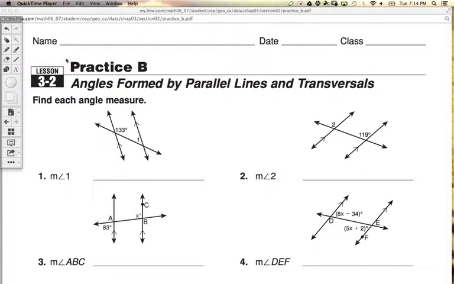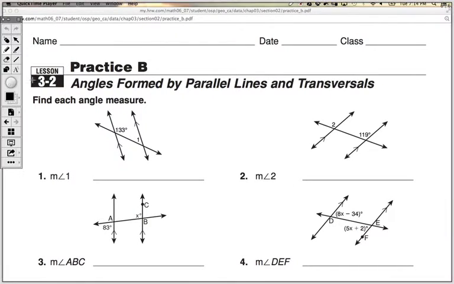All right, geometry. We are continuing here with this section on 3-2, but now we're going to be looking at practice B. Again, this is out of the book that we have. All right, so name Butler. That's my name, not yours. You write your name. Now we're doing this without notes, but it's the same general idea. Let's see what's going on.